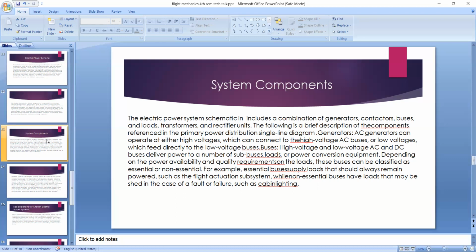Power conversion equipment. Depending on the power availability and quality requirements on the loads, these buses can be classified as essential or non-essential. For example, essential buses supply loads that should always remain powered, such as flight accommodation subsystems, while non-essential buses have loads that may be shed in the case of fault or failure, such as lighting.